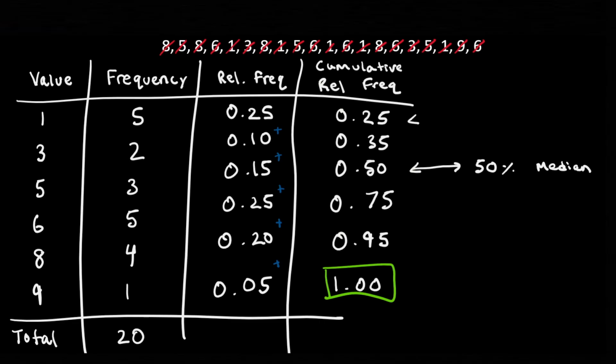Similarly, for the value 1, it's the 25th percentile, which is just the first quartile. For the value 6, it's the 75th percentile, which is just the third quartile. So using the cumulative relative frequencies as percentiles, we can better understand how our data is distributed.